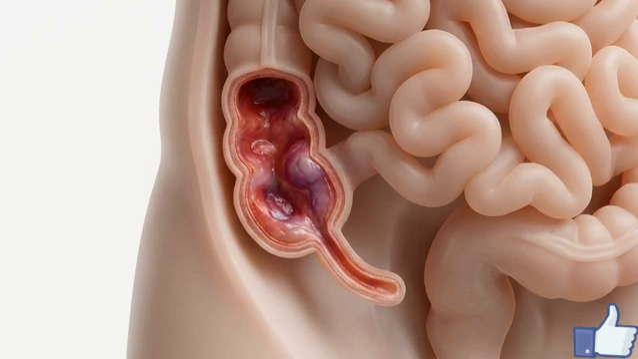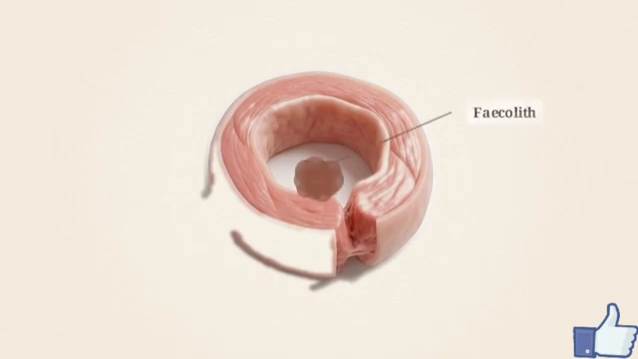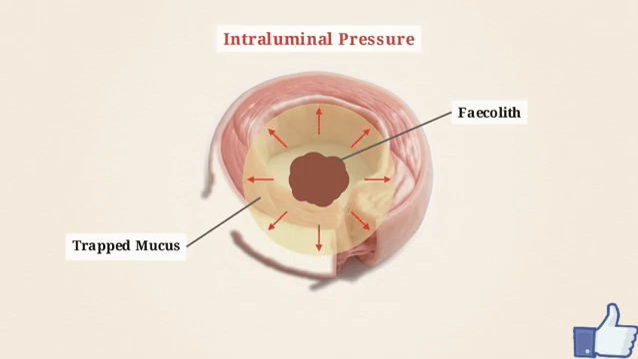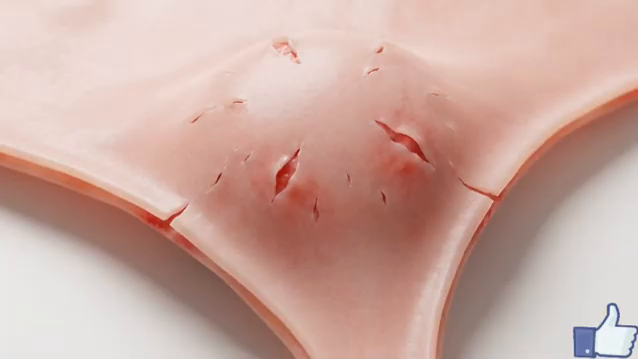Because the appendix is a closed tube, any blockage causes mucus to accumulate. With nowhere to drain, the intraluminal pressure spikes, pressing outward against the mucosal walls with increasing force. When internal pressure crosses a critical threshold, the mechanical stress begins to compromise the biological integrity of the appendiceal wall.